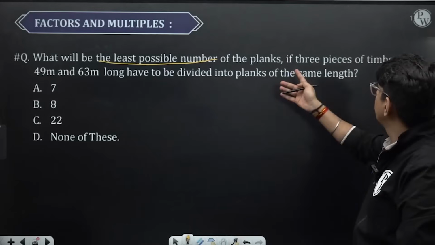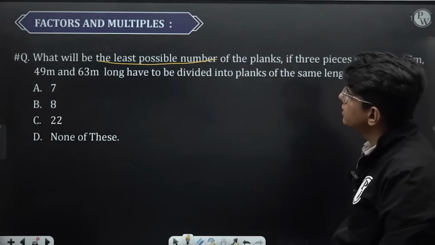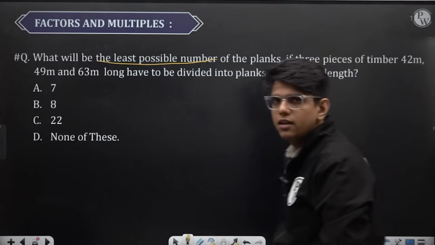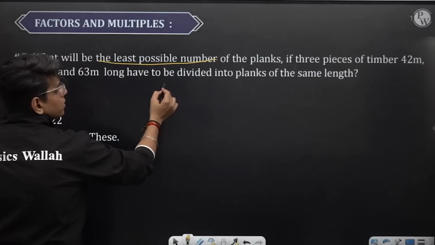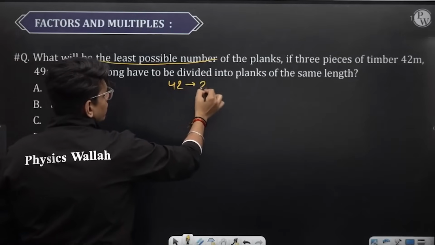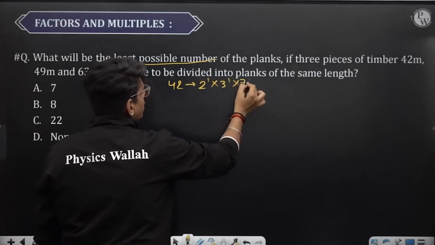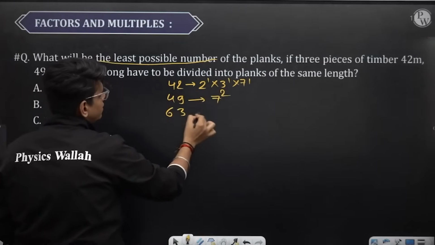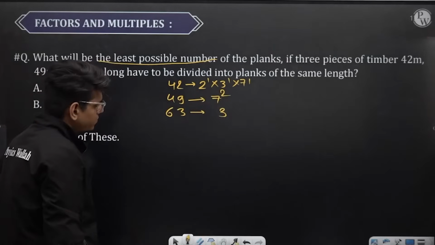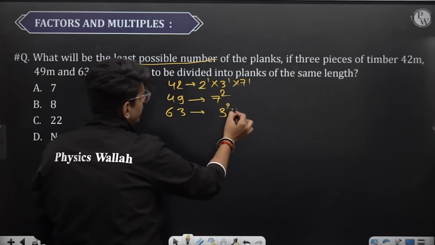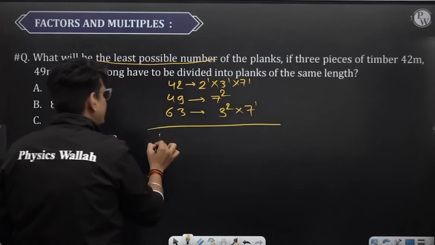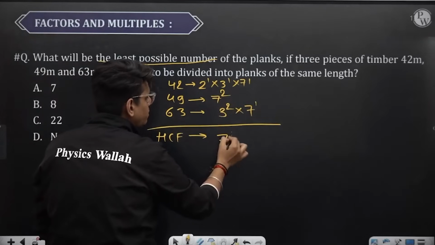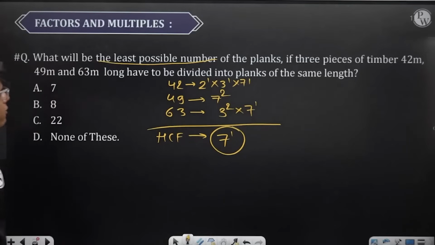Okay. So if 3 pieces of timber 42, 49 and 63 have to be divided into planks of the same length, right? So here 42 is 2 into 3 to the power 1 into 7 to the power 1, then 49 is 7 to the power 2, then 63 is 9 sevens are 63. So HCF of these is, what is the common thing among all the 3? 7 to the power 1, right? 7 to the power 1.